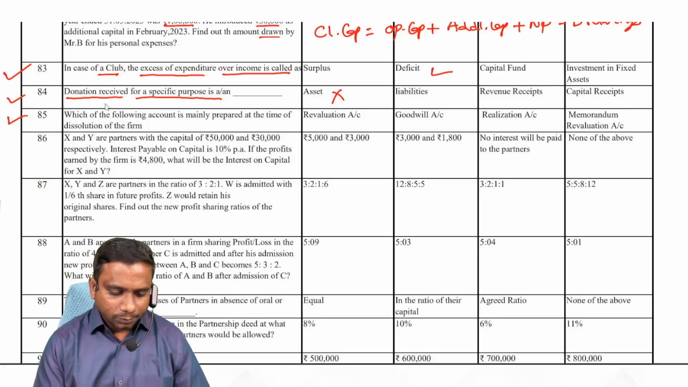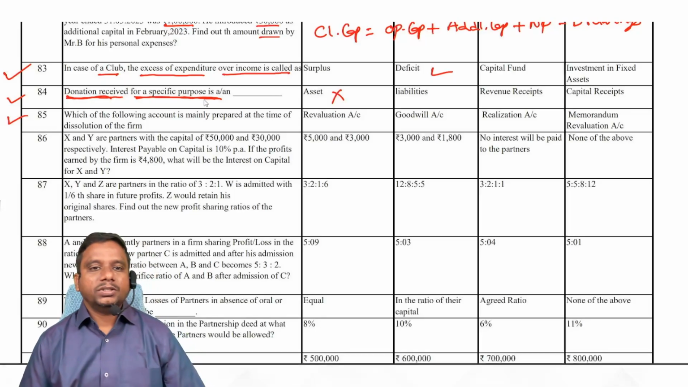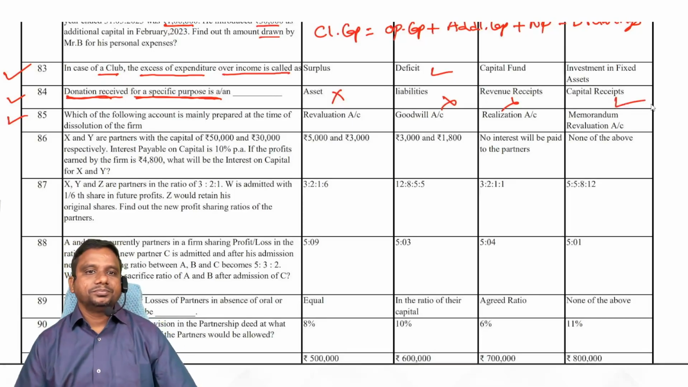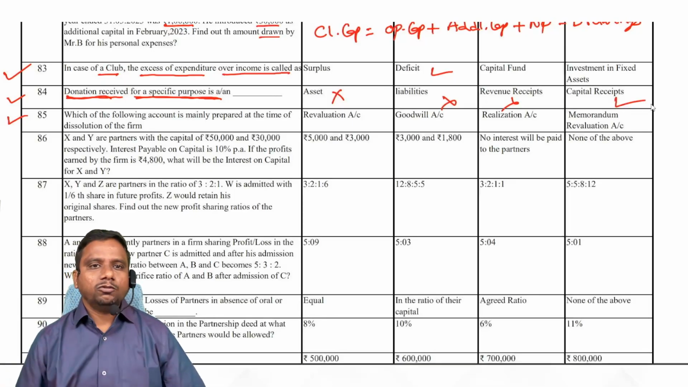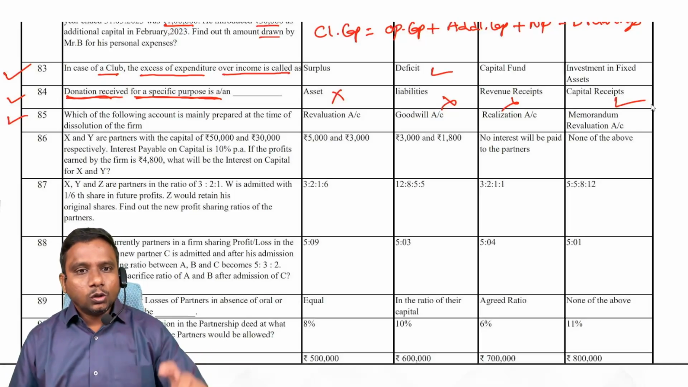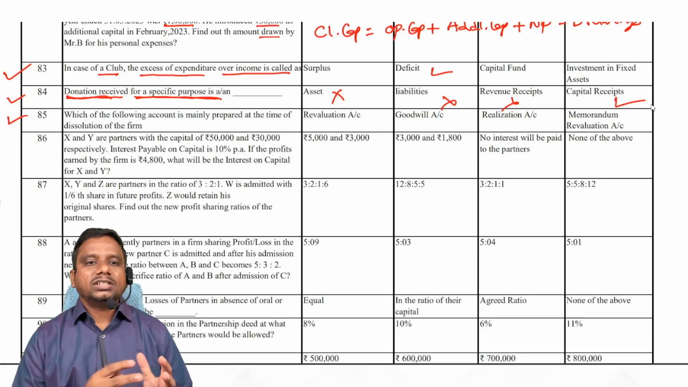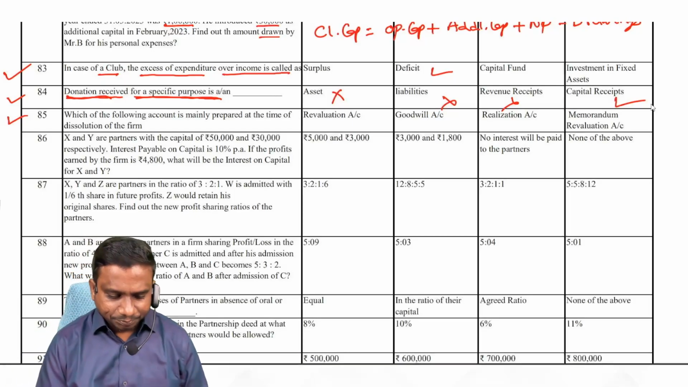84. Donation received for a specific purpose is not an asset, liability, or revenue receipt. It is a capital receipt. But is it shown on the liability side of the balance sheet? For a specific purpose, it is not a liability. It is shown separately. It is a capital receipt.